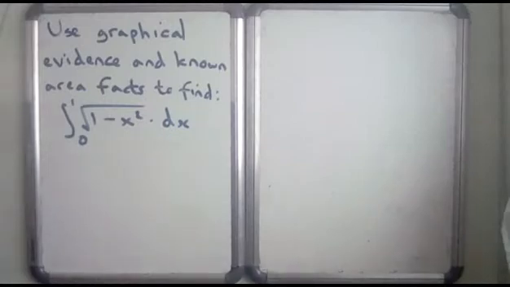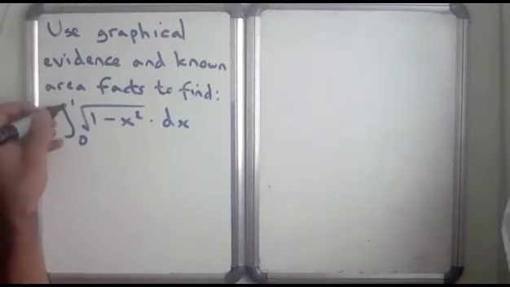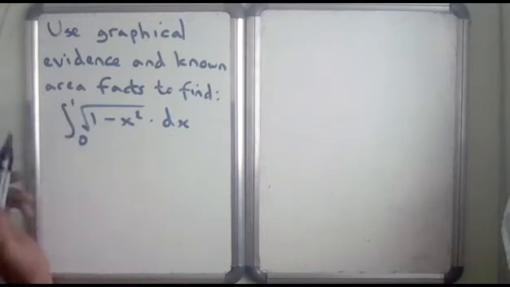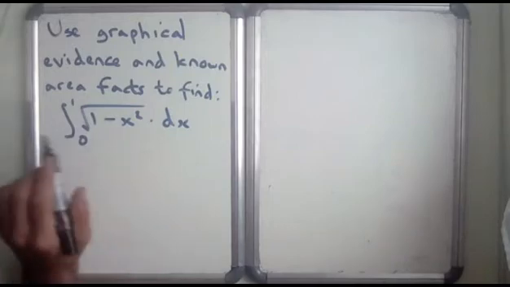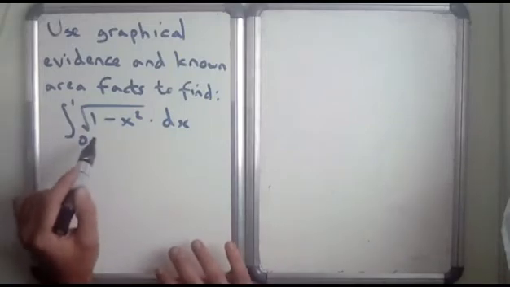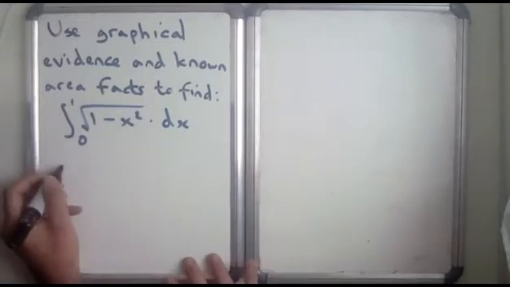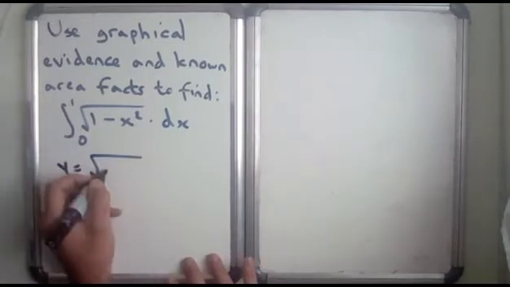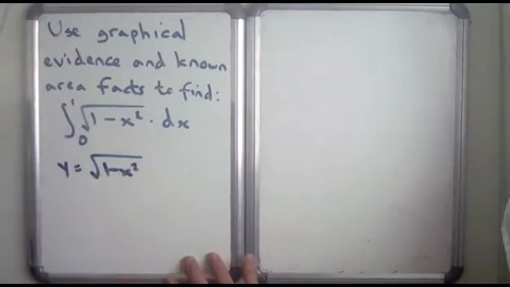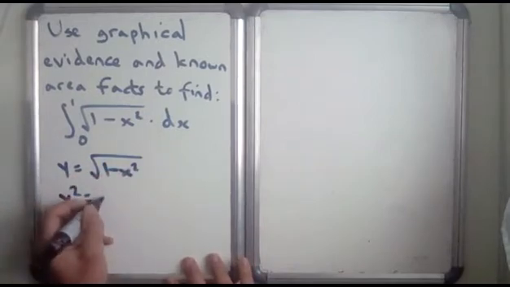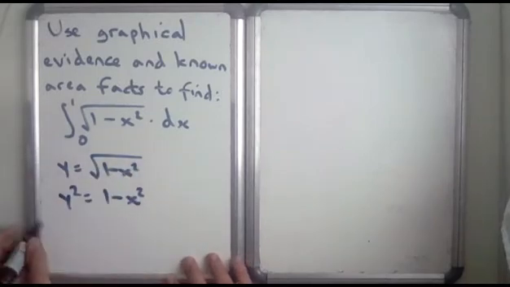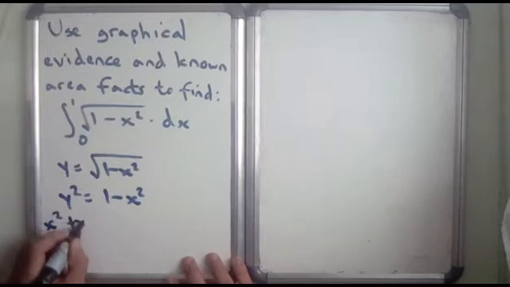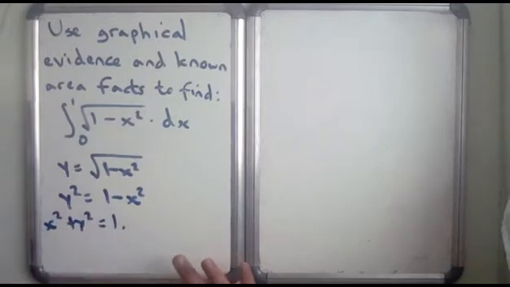Okay, use graphical evidence and known area effects to find the integral, or the summation, between 1 and 0 of f of x equals the square root of 1 minus x squared, dx. So, looking at this, it actually can be made a lot simpler. If we write down y equals the square root of 1 minus x squared, and square both sides, y squared equals 1 minus x squared. If we add x squared to both sides, x squared plus y squared equals 1. Now hopefully you know that is a very simple equation of a circle.